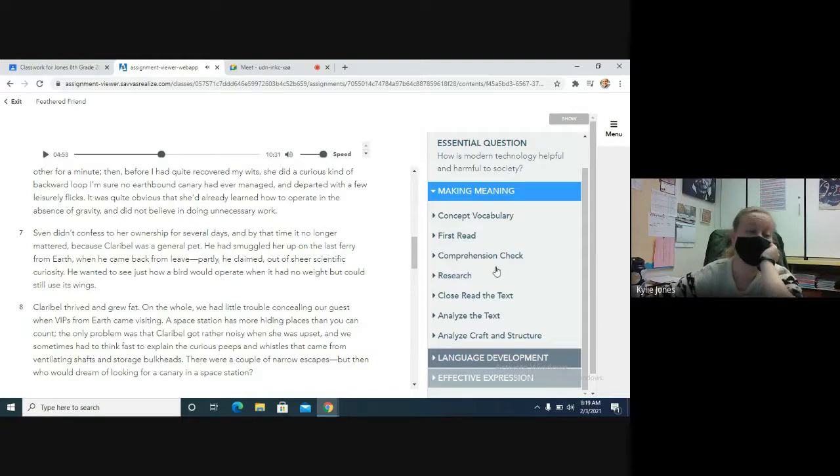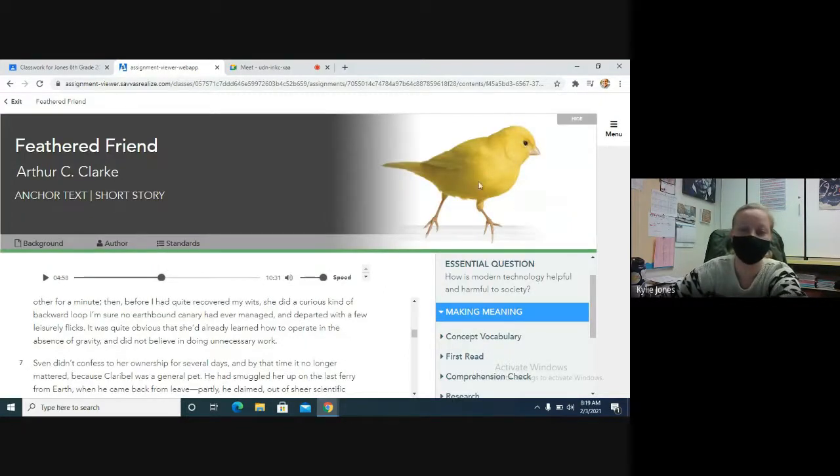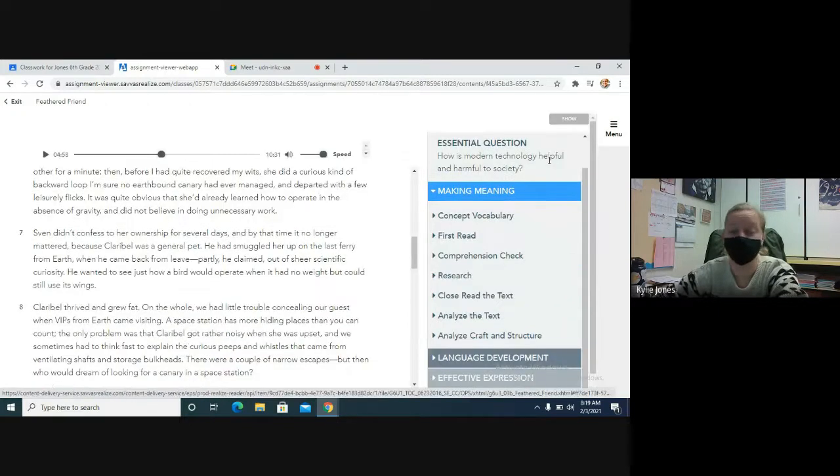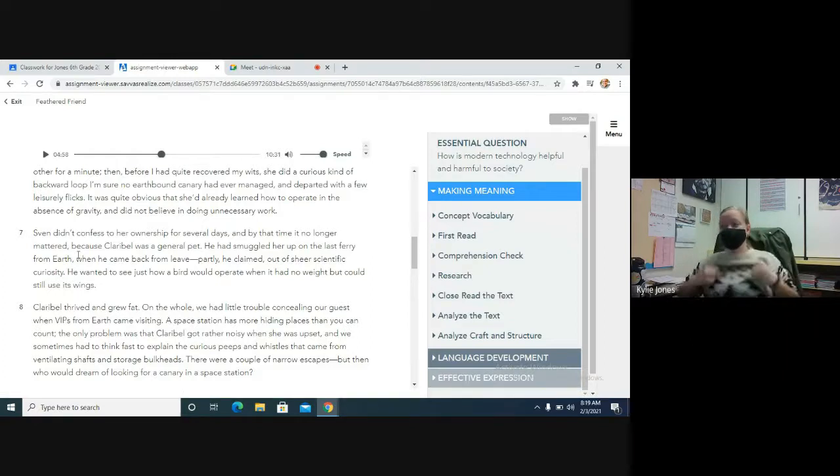Okay, so Sven came back up to space, and what did he bring along with him? A bird. A canary, a little bird. A canary is the one up at the top, this yellow little tiny bird. What was his reasoning for bringing in Clarabel, the bird? He was kind of doing a science experiment, right? Just to see how a bird would handle space. And then what kind of happened with the bird?